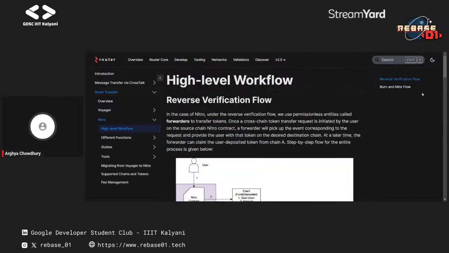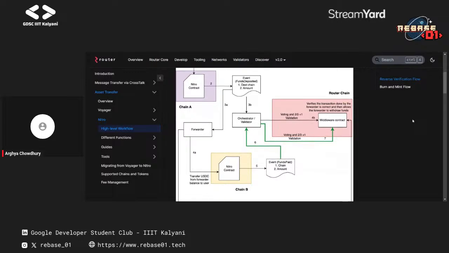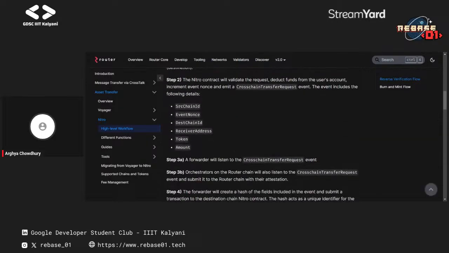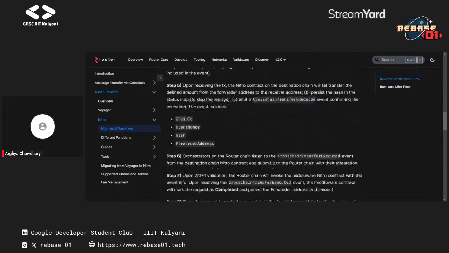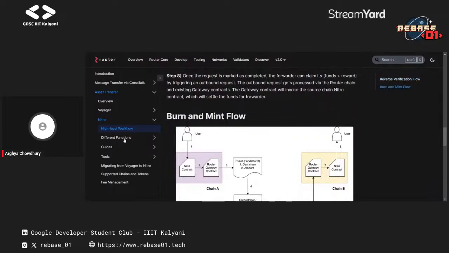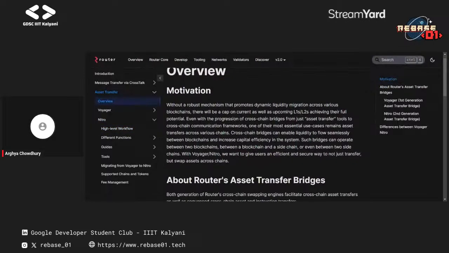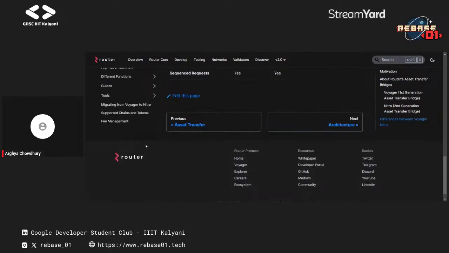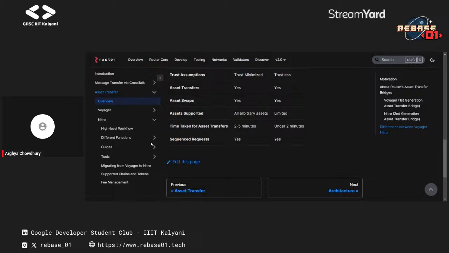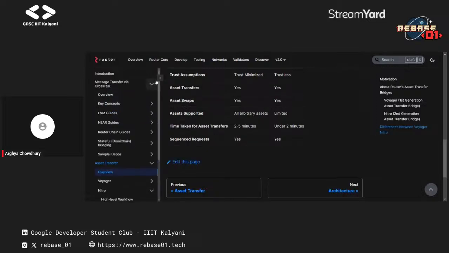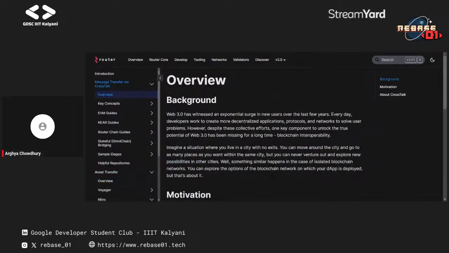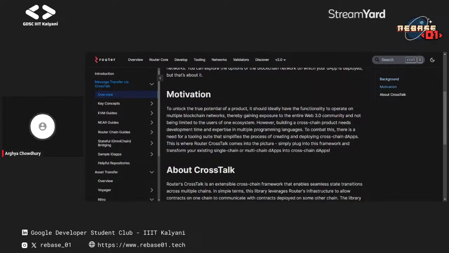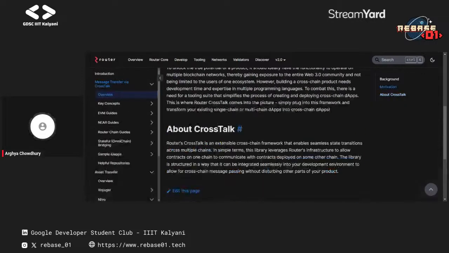If you use Nitro, then this is the reverse verification flow, and this is more of the high level flow. Let me give you the overview instead. Yeah, see, this is what I was talking about, the CrossTalk library. And you can definitely check out the documentation here and build on your own.